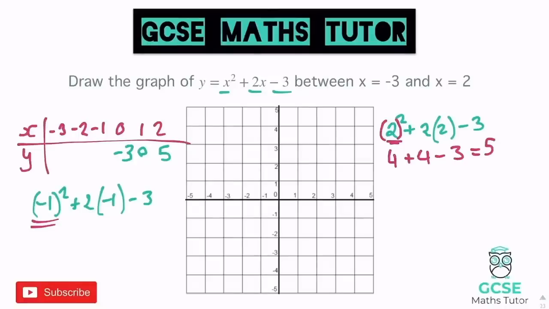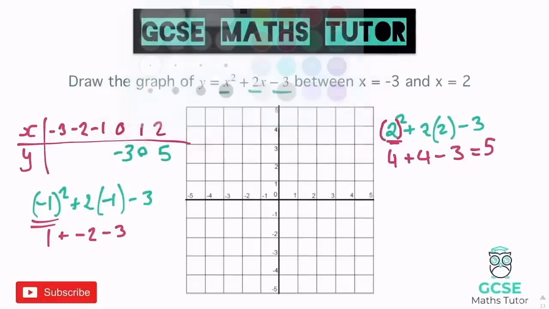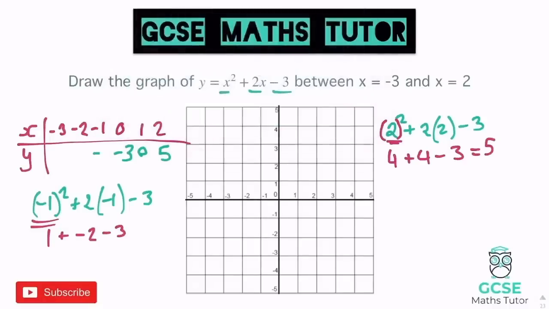Squaring a negative number makes it positive, so negative 1 squared is 1, add 2 times negative 1 is negative 2, and take away 3. So 1 take away 2 is negative 1, take away 3 is negative 4, so we get negative 4 for that one. There we go. Let's have a look at the next one.